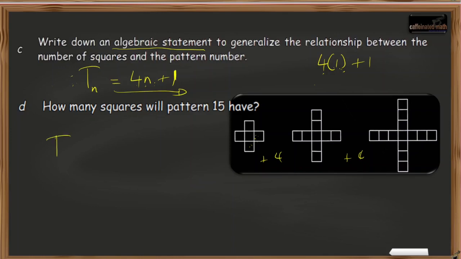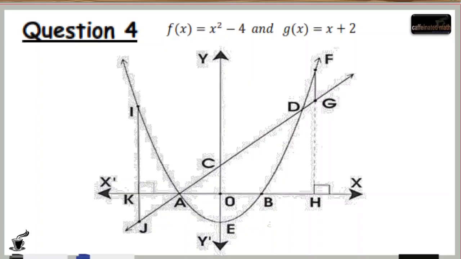Now I take that, substitute the n with a 15 on the left, and what I do on the left, I must do on the right. That's just 61 squares. Slightly better in terms of handwriting. Maybe we can improve even further. Let's see. And boom, question 4 delivers to us some graphs.